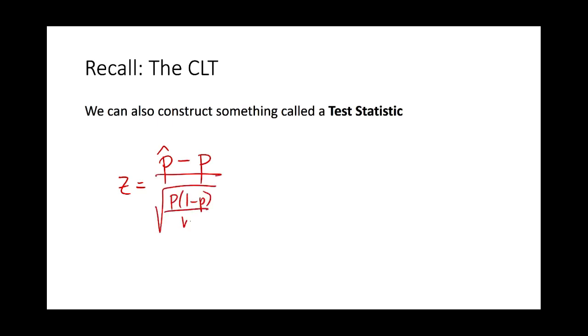I did one little example with it, right? It's like the sample proportion minus the true proportion divided by the square root, all that stuff. This all came from the central limit theorem.